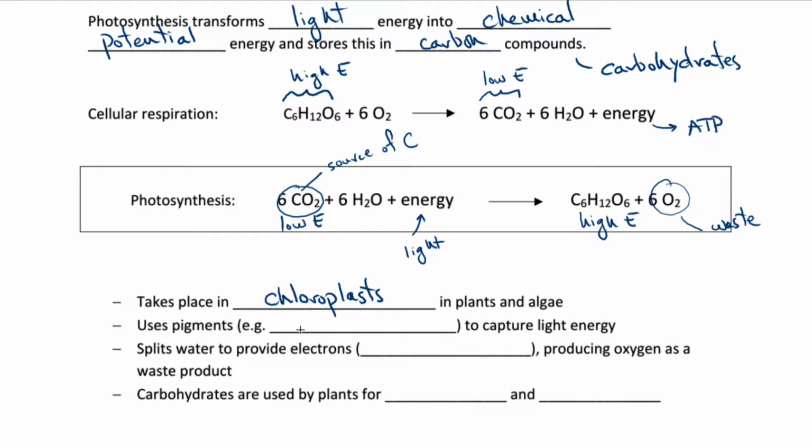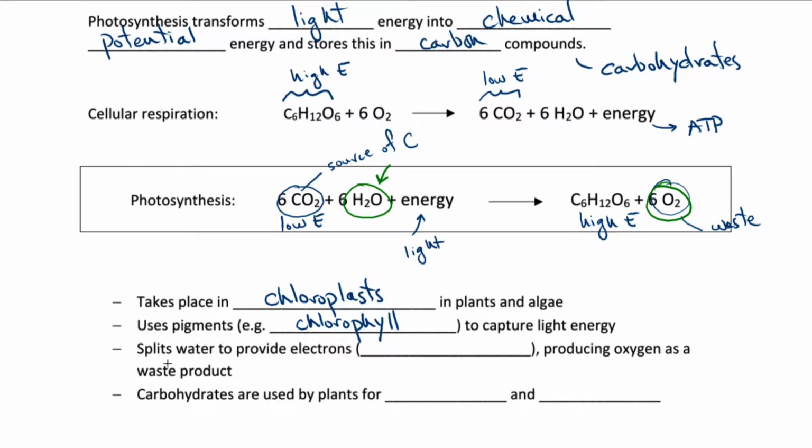Now, there are special pigments that are used to capture light energy. Pigments are things that absorb light, and an example that you will have heard of that's an important pigment in photosynthesis is chlorophyll. So chlorophyll is a pigment that's used to capture light energy. As well, up here, we see that water is an input and molecular oxygen is an output. And the oxygen here actually comes from water.